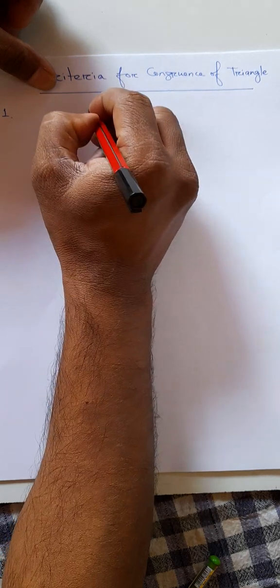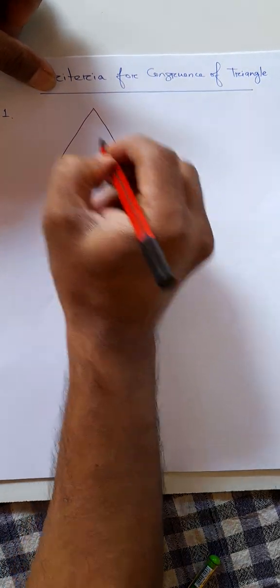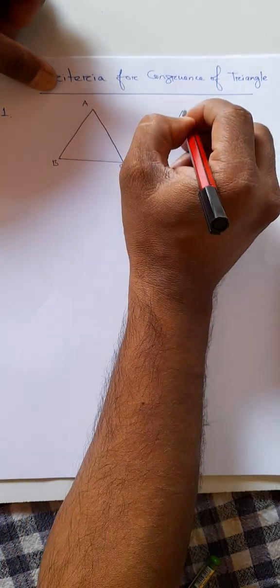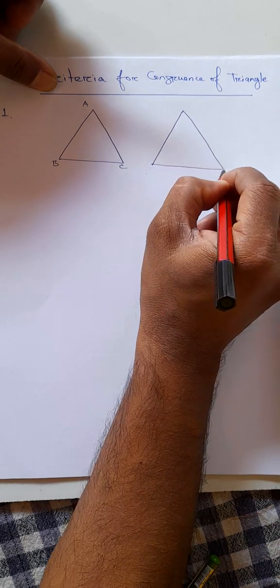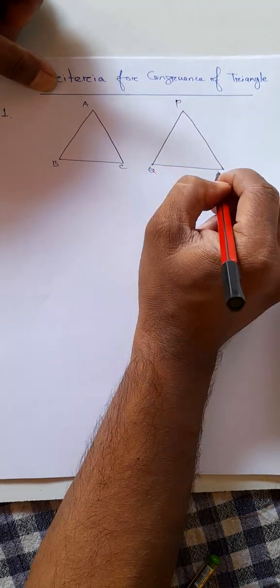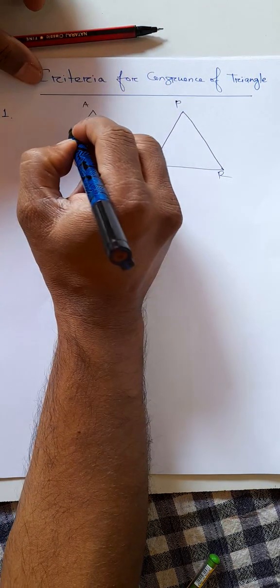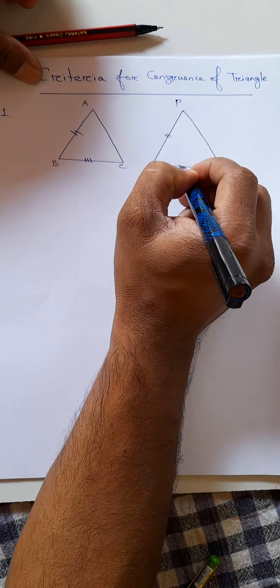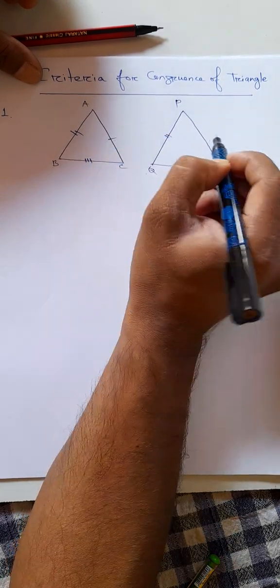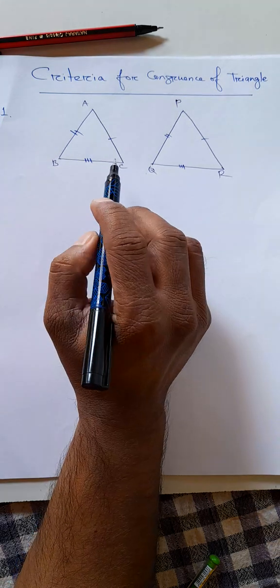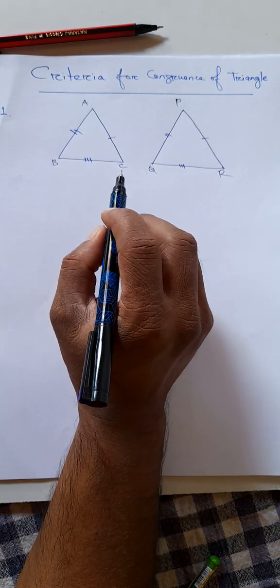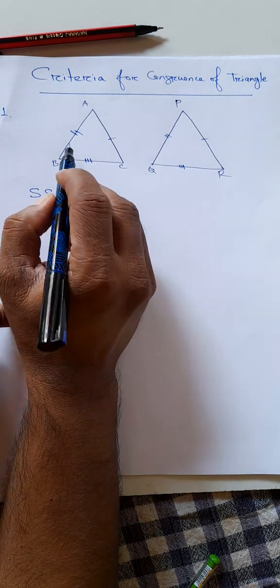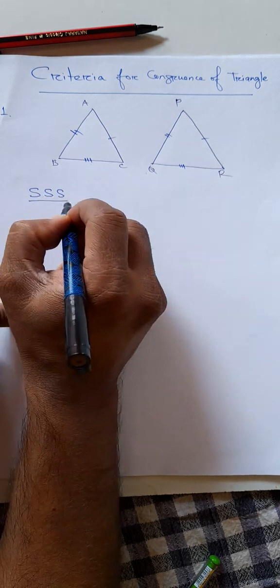Suppose this is triangle ABC, and this is another triangle, suppose this is PQR. Now if AB equal to PQ, BC equal to QR, and AC equal to PR, then these two triangles will be congruent. This criteria is called SSS criteria. SSS, side, side, side, right? SSS criteria.